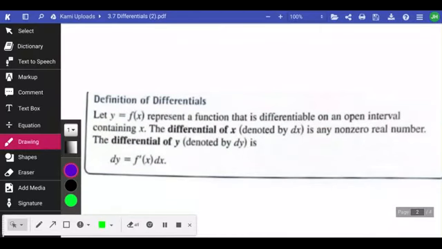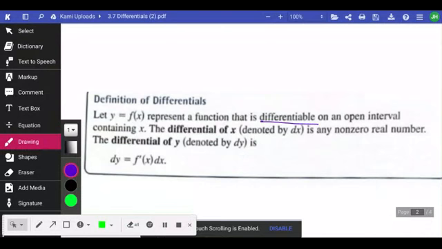All right. So the definition of a differential is here. It is differentiable, it has to be. So a differential is differentiable. Say that 27 times fast. The differential of x is written by dx, and it's any non-zero. And the differential of y is denoted as dy.